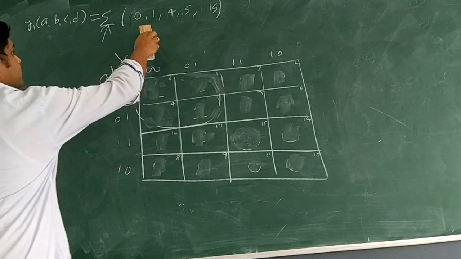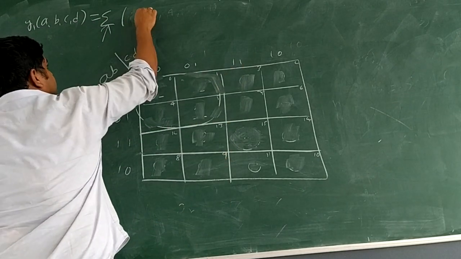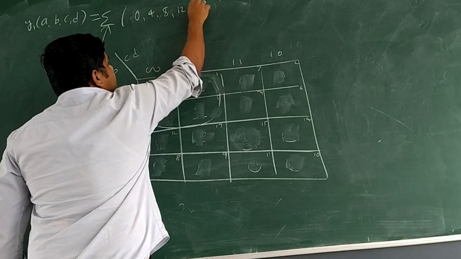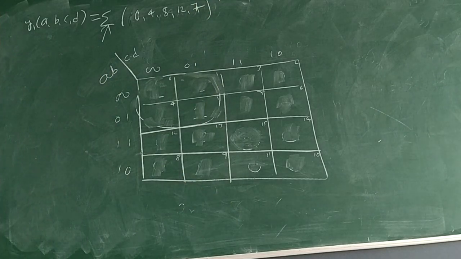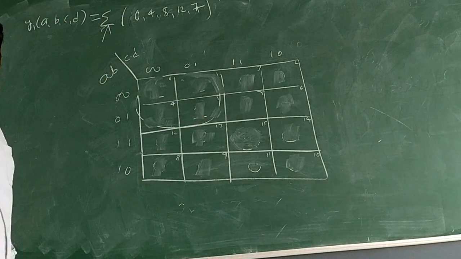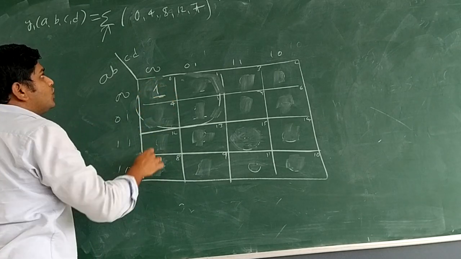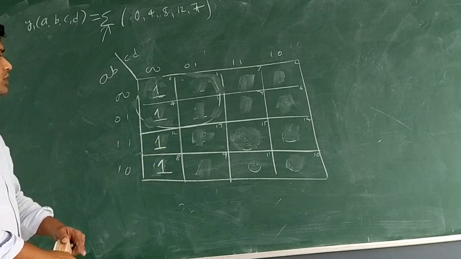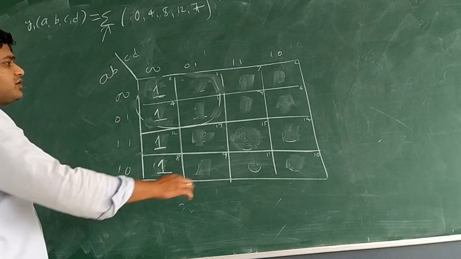Okay. So the problem is: Y1 is a digital function of ABCD variables, summation of 0, 4, 8, 7, 12. Or you can say 0, 4, 8, 12 and 7. So what is the summation meaning? High means 1: 0, 4, then 8, then 12. 0, 4, 8, 12. What is the next number? 7.